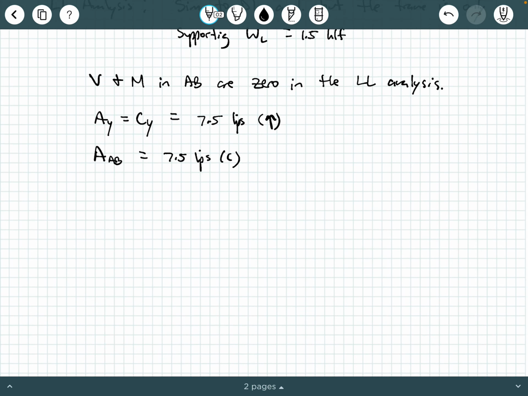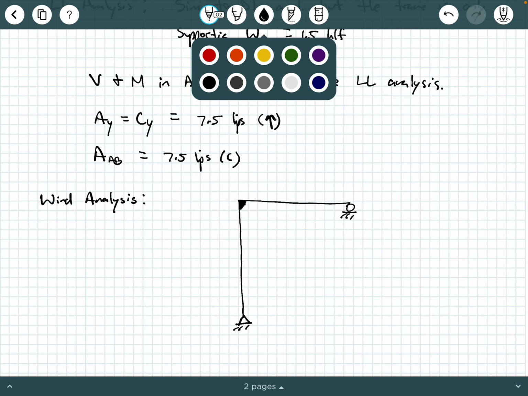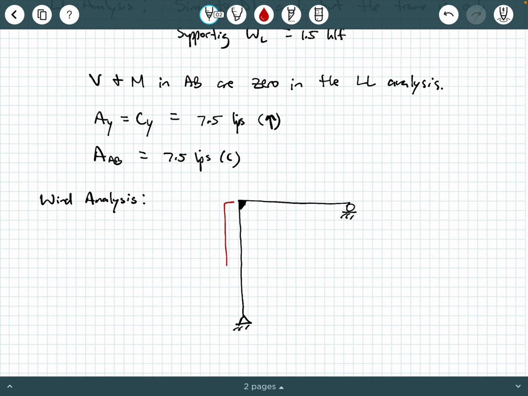Now, this one is going to be a little different. We need to redraw a diagram for our wind load analysis. Okay, so we're going to say wind analysis. And again, we're going to redraw our frame, but only exposed to the wind load. So this geometrically, the loading is oriented differently than it was for our dead load and live load analysis. That's why we're redrawing this one, okay?